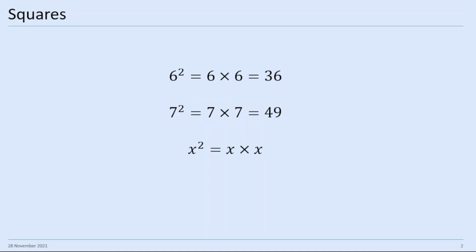We're going to start with squares. So 6 to the power 2, 6 squared. This is 6 times 6, so that's 36. Or 7 to the power 2, we say 7 squared. 7 times 7 is 49. In general, x to the power 2, so this is x with the index 2, is x times x.